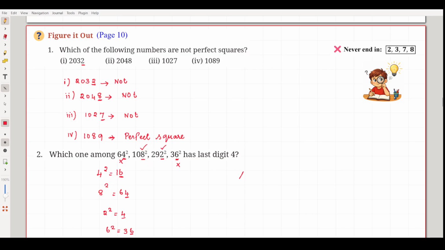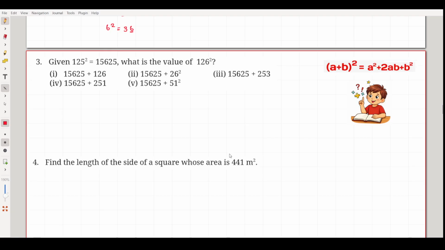So what is the answer? We are getting 108 square and 292 square. These two squares only are ending with 4. Right. So the next question.